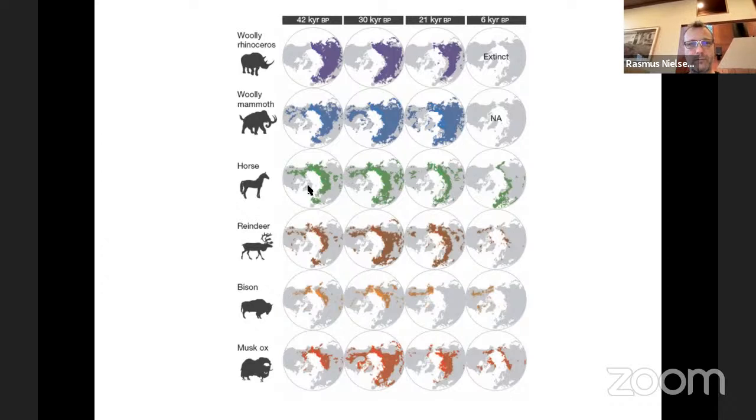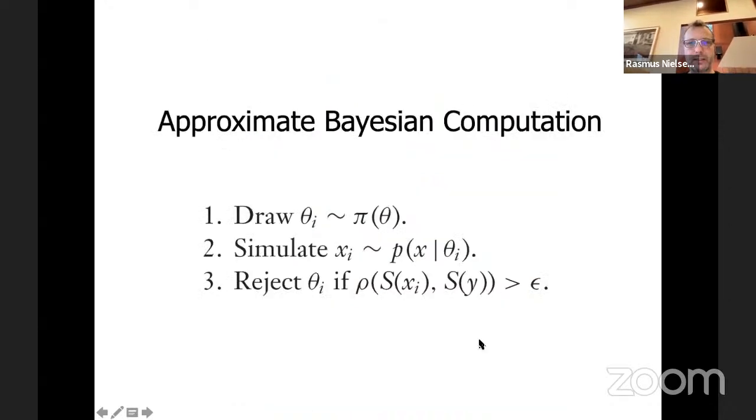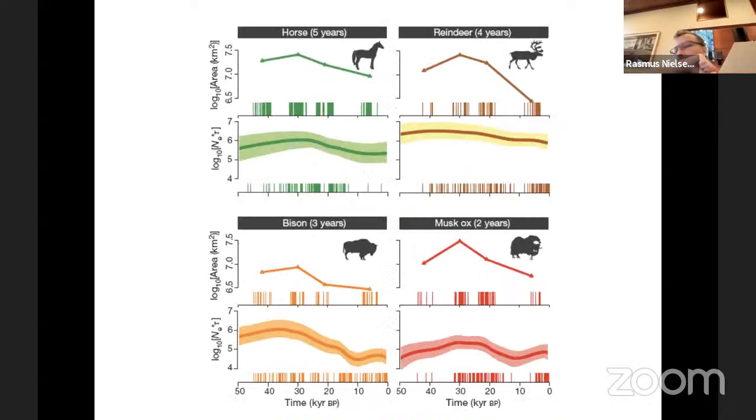And then what we did here is take ancient DNA from mitochondria and then estimate effective population sizes through time of these different animals, to see what happens when they went extinct and when they changed population sizes. Now, these types of approaches have some limitations, these computational approaches.